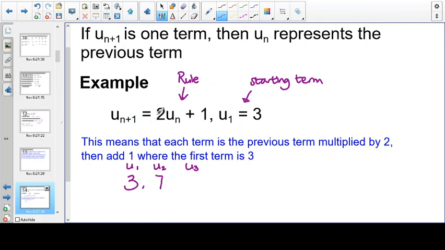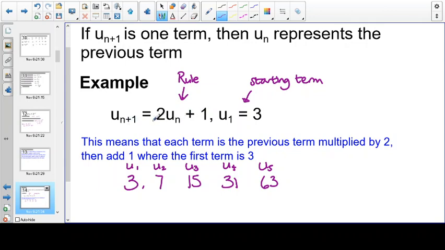U3 will be 2 lots of U2 plus 1. So U3 will be 2 lots of 7 plus 1. U4 will be 2 lots of U3 plus 1. U5 will be 2 lots of U4 plus 1, and so on. So we've got each term is 2 lots of the previous term plus 1.